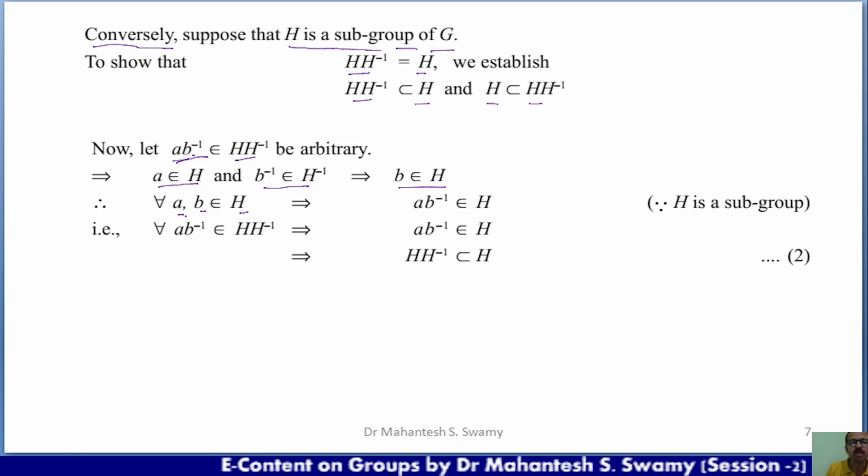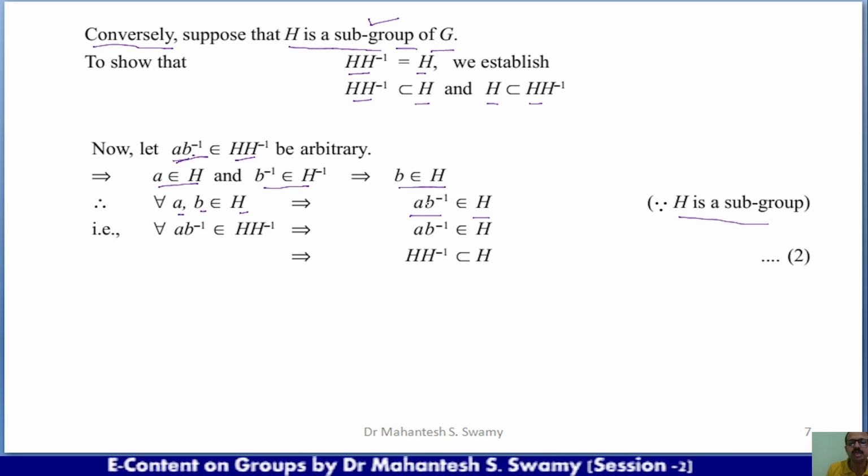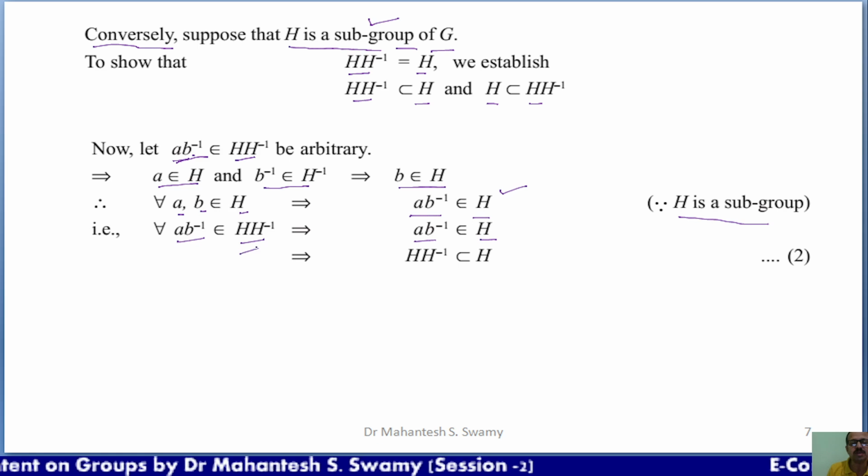See, now two elements A, B belonging to H, does AB inverse belong to H or not? Because of our assumption, we have supposed that H is a subgroup. When H is a subgroup, AB inverse must be in H for A, B belonging to H. So AB inverse is in H. So what have we started with? We started with AB inverse belonging to HH inverse. We proved that AB inverse is in H. So every element of HH inverse is an element of H. Therefore HH inverse is a subset of H. This is equation number 2.